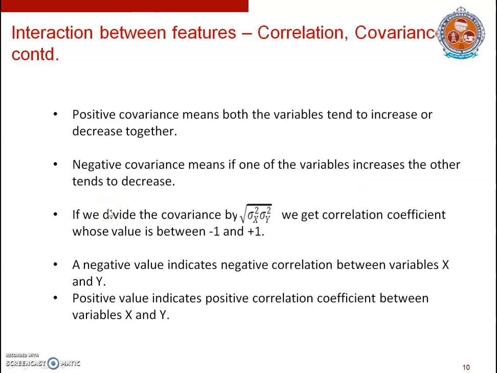If we divide the covariance by the square root of σx² times σy², we get the Pearson correlation coefficient, whose value will be between -1 and +1. If the Pearson correlation coefficient is less than 0, it means x and y are negatively correlated. If it is greater than 0, it means x and y are positively correlated. If it approaches 1, it means x and y are highly positively correlated. And if it is 0, it means x and y are independent.